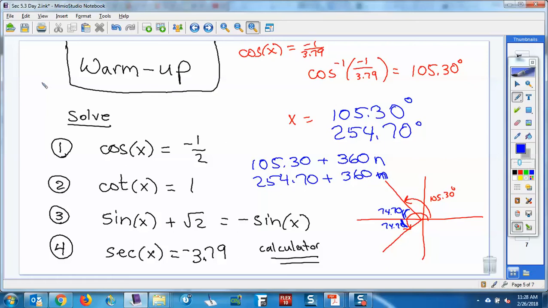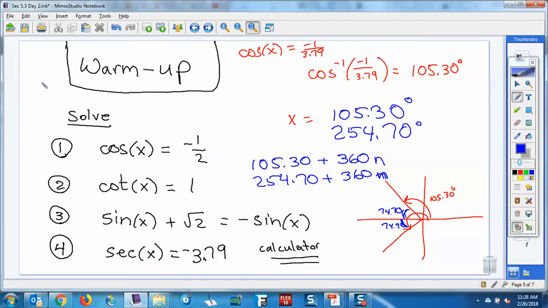Okay. Number 9. Pi fourths plus 2 pi n. 5 pi fourths plus 2 pi n. No, 3 pi fourths, I mean. Yeah, 3 pi fourths plus 2 pi n. Okay, number 10. Pi halves plus 2 pi n.